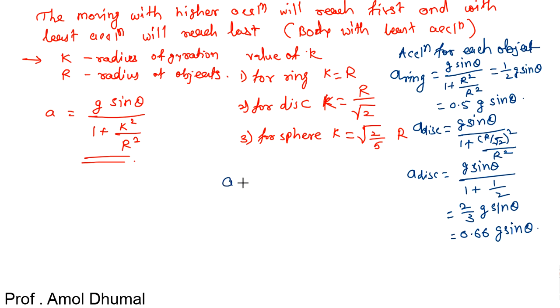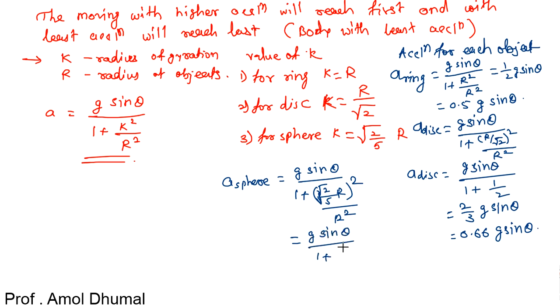And third, a sphere is equal to g sin theta upon 1 plus root 2 by 5 r bracket square upon r square, which is equal to g sin theta upon 1 plus 2 by 5, which is equal to 5 by 7 g sin theta, approximately equal to 0.7 g sin theta.